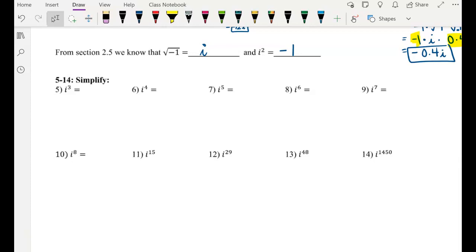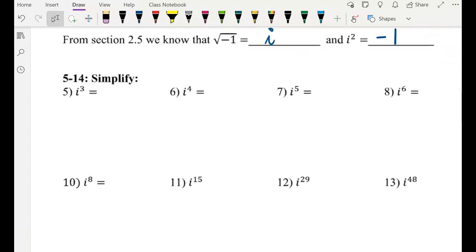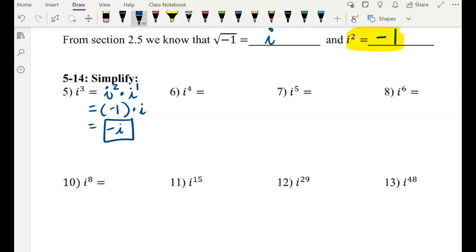So i to the third. Let's talk about i to the third really quickly. i to the third, students, is the same thing as i squared times i to the first, right? Because when you multiply, you add the exponents. Well, i squared is what? It's always going to be negative 1. So that's negative 1 times i, and i to the first is the same as i. Well, negative 1 times i is negative i. So your final answer for i to the third is simply negative i.